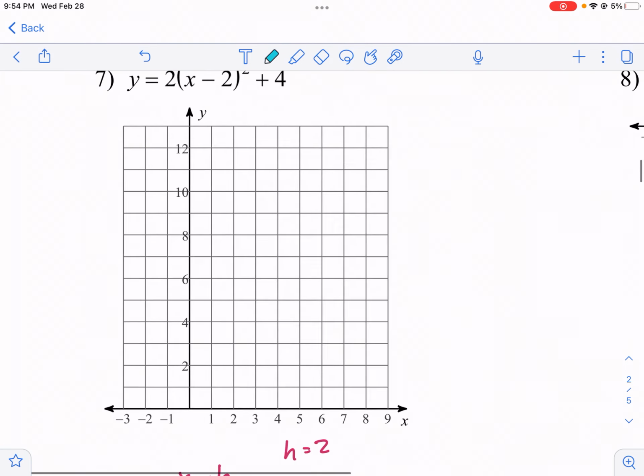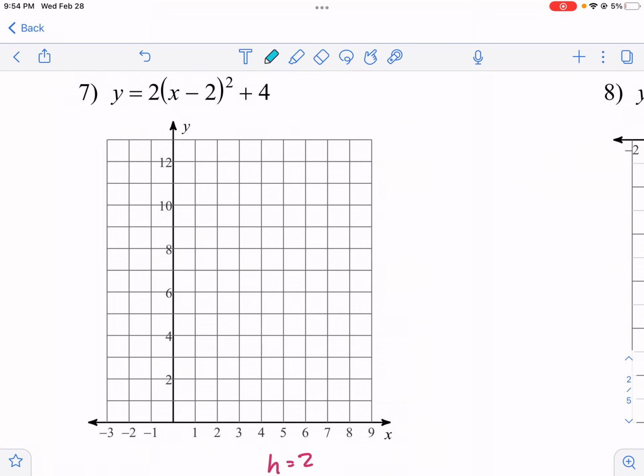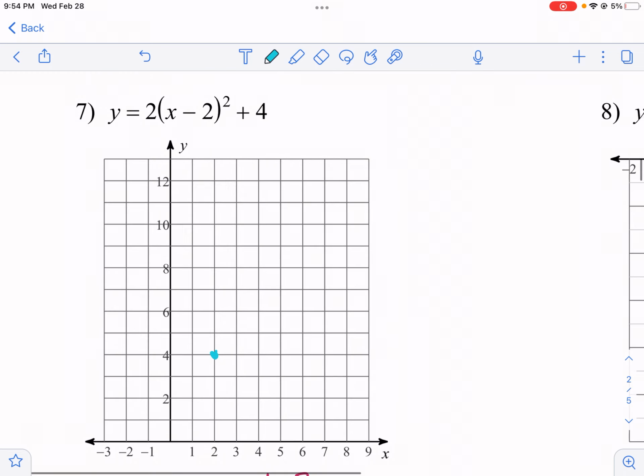I've got 5%. So I'm going to go right 2 units for this one, and up 4. There's my vertex. Now, same thing. We've got that multiplier of 2. It's upward facing, so basically just what we did. I move over 1 unit. Normally I'd go up 1, since 1 squared is 1, but I need to multiply it by 2, my multiplier. So I'm going to go up 2 units from the vertex, on both sides.